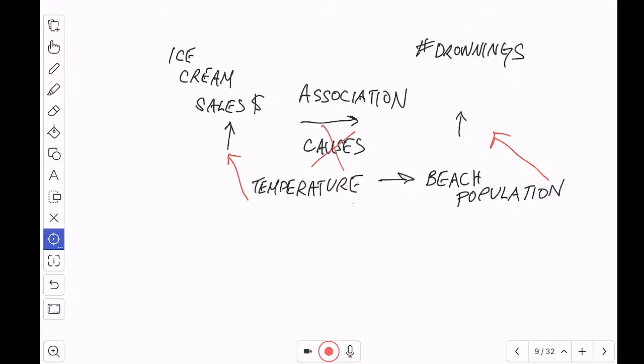So what you might do is monitor the temperature and keep a record of the temperature and keep a record of the drownings and recognize at a certain temperature. So let's take these two variables.